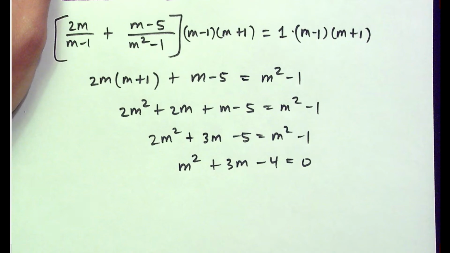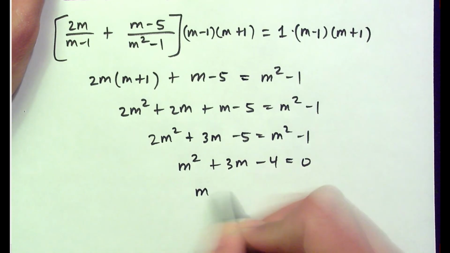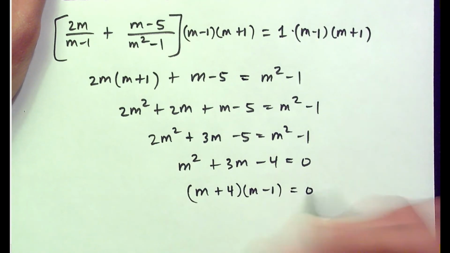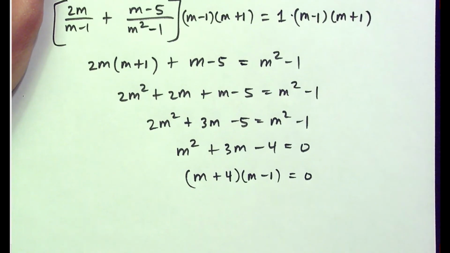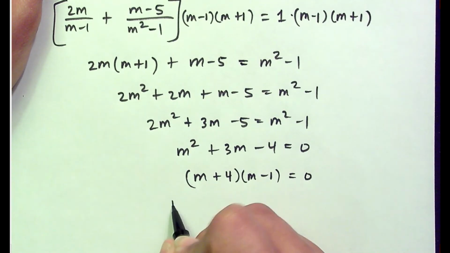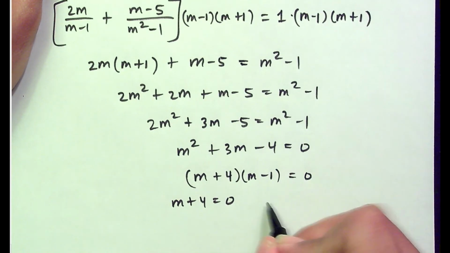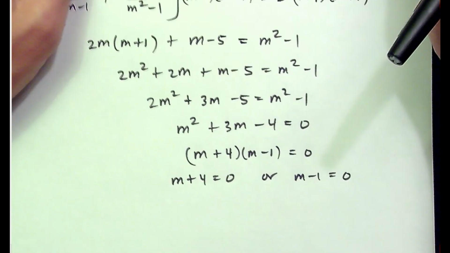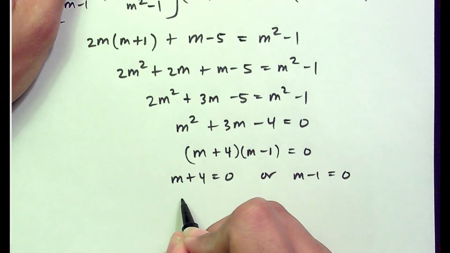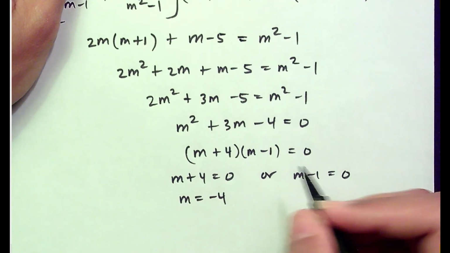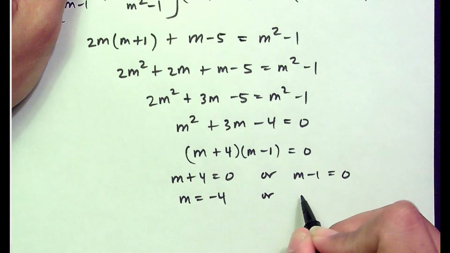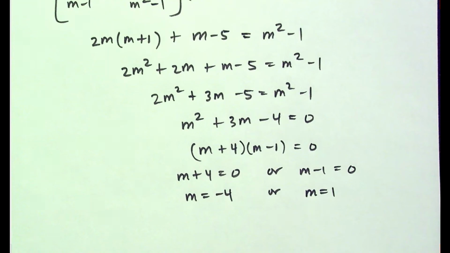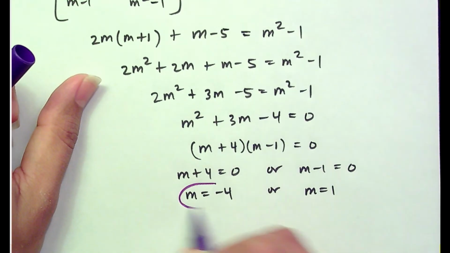And now you solve that any way you want. You can use the quadratic formula or you could factor. That's what I'm going to do. That would be m plus 4 times m minus 1. Then set each of the factors equal to 0: m plus 4 equals 0, or m minus 1 equals 0. And lastly, solve each of the resulting equations. This one gives us m equals -4, and this one gives us m equals 1. Okay, so those are the two solutions that we found.